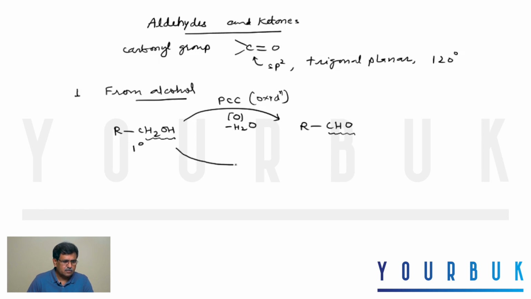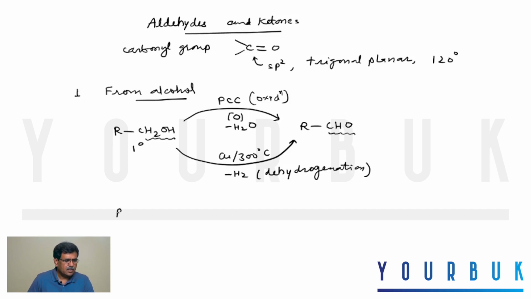Or we can use copper at 300 degrees Celsius. Here we are not supplying any oxygen, but we are able to remove two hydrogens. So this reaction is called dehydrogenation. This is not called oxidation. We are not supplying any oxygen, and we are not using any oxidizing agent. Copper is used only to provide a surface, and it is the effect of heat which results in the loss of two hydrogen atoms and gives an aldehyde.